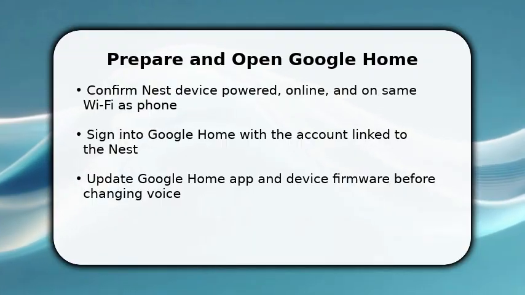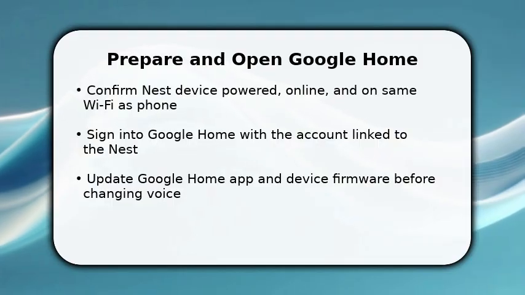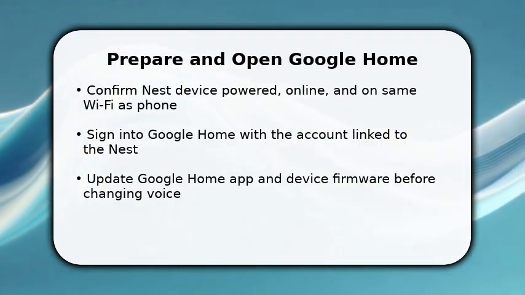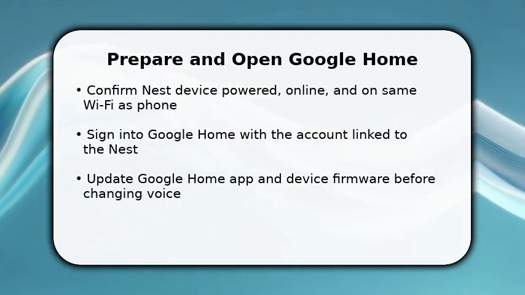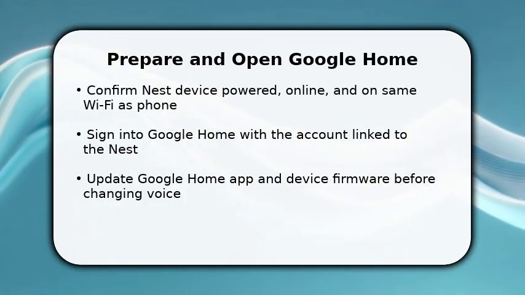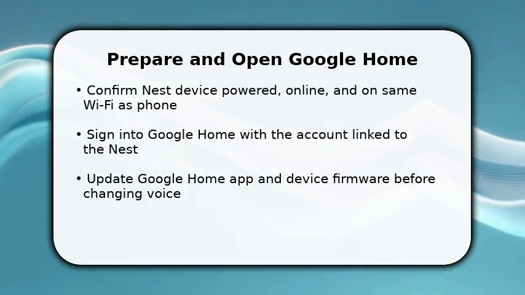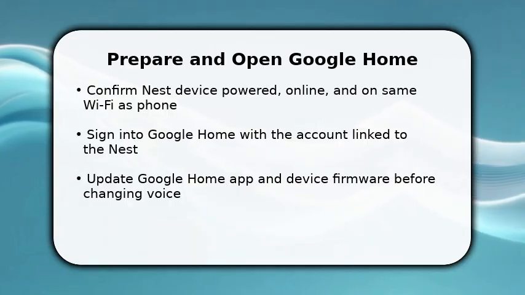You're starting here. Open the Google Home app on your phone and sign into the Google account paired with the Nest. Make sure the Nest is powered, connected to the same Wi-Fi, and shows online. Once done, check for app or device firmware updates and install them. This prevents missing voice options.